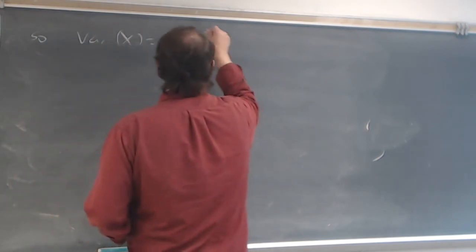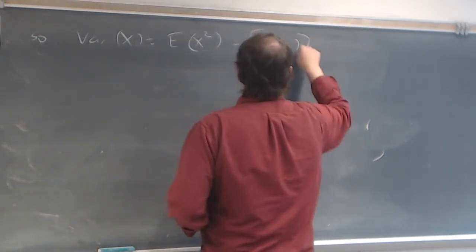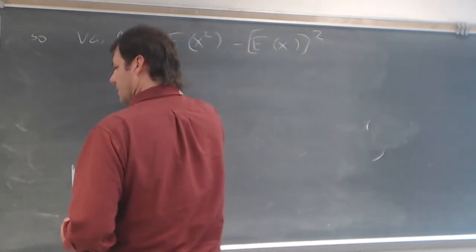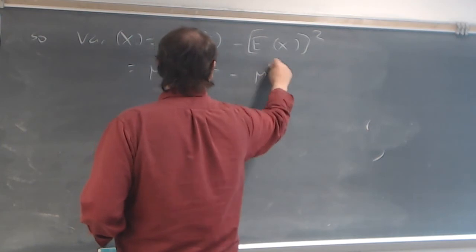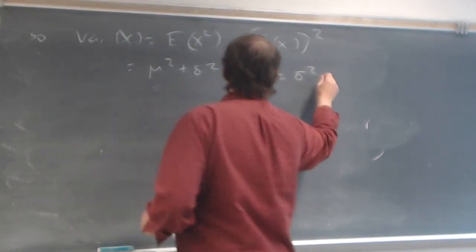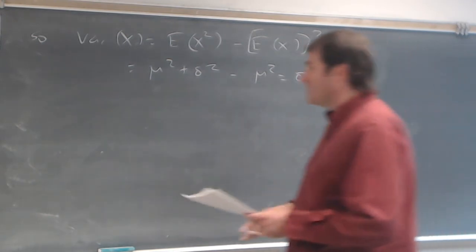Remember, that's the expected value of X squared minus the expected value of X, squared. And so that's going to be equal to mu squared plus sigma squared minus mu squared, which equals sigma squared. And that is the variance of the normally distributed random variable. Okay.